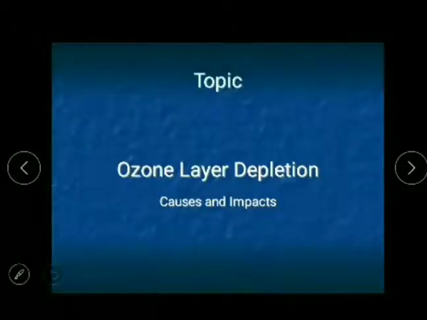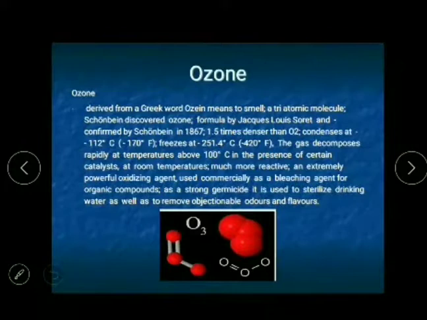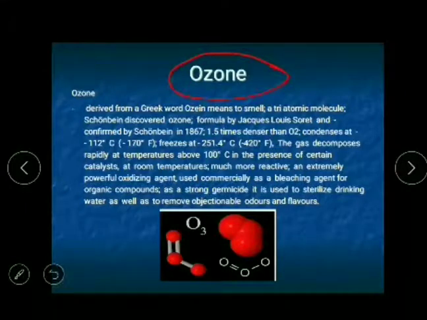So let's move on to our topic. So our today's topic is ozone layer depletion, causes and impacts. First of all, let's know some chemical characteristics of ozone. Ozone word is derived from a Greek word ozine, means to smell. Because ozone has a pungent odor that allows ozone to be detected at smaller amounts.